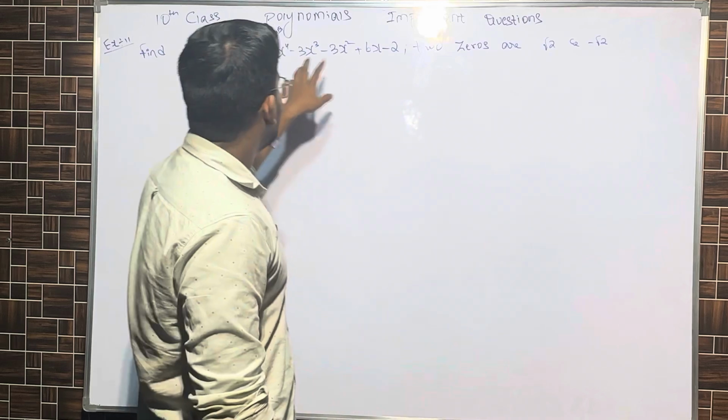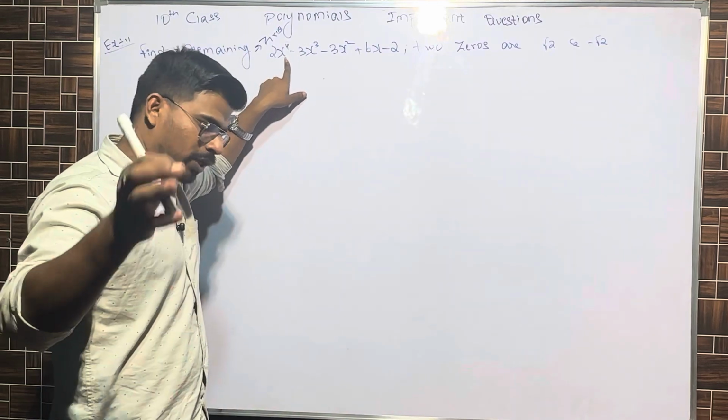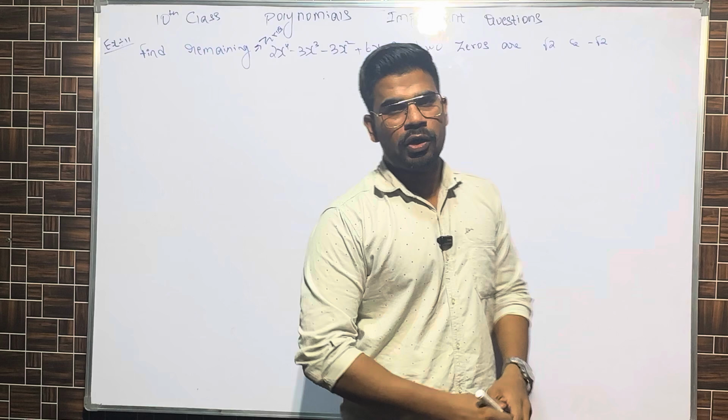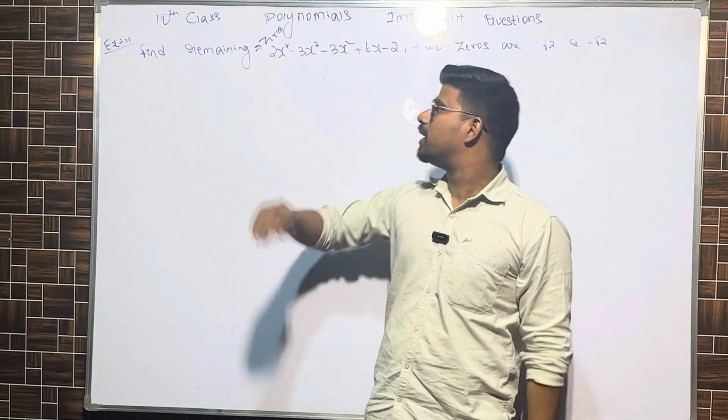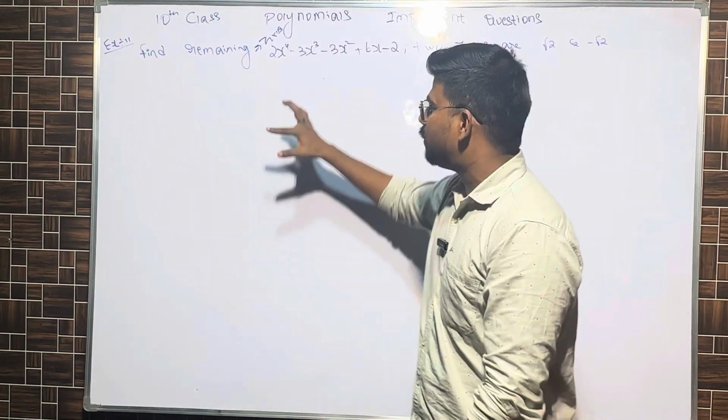Now how many zeros will we have? 4 zeros, because the power is 4. The number of zeros depends on the degree of a polynomial. If the degree is 3, we'll have 3 zeros. If the degree is 4, we'll have 4 zeros. I'm telling one more time how we find them.